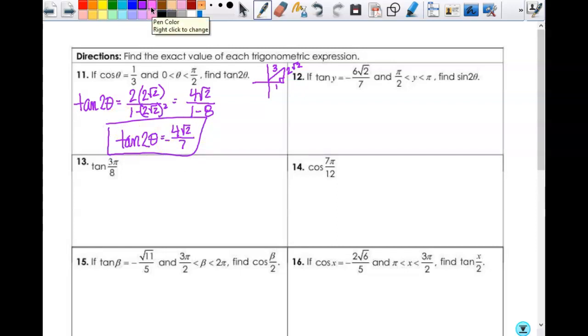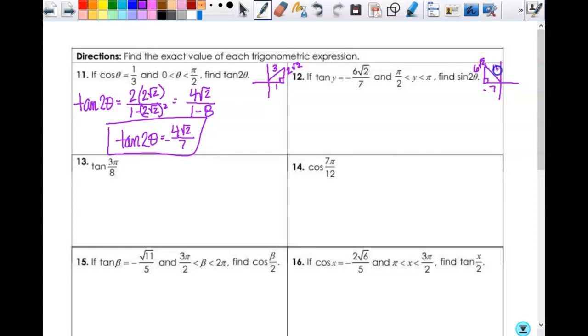All right, so I have the tangent. I need sine of 2 theta. To do that, that's 2 sine theta cosine theta, so I need sine and cosine. And I can't just take the pieces out of that. That does not work that way. This is not a unit circle. So I'm going to draw my picture. The triangle is between pi halves and pi, so we're in the third quadrant. Tangent is opposite over adjacent, and this is the one that's negative.